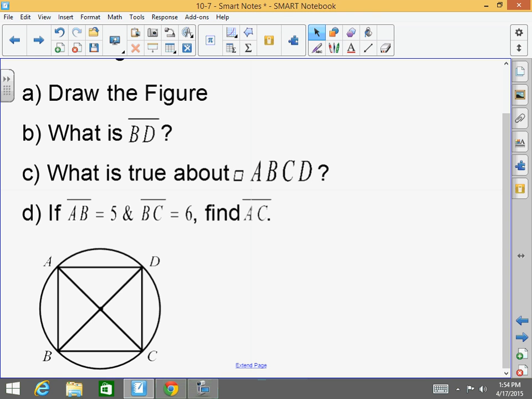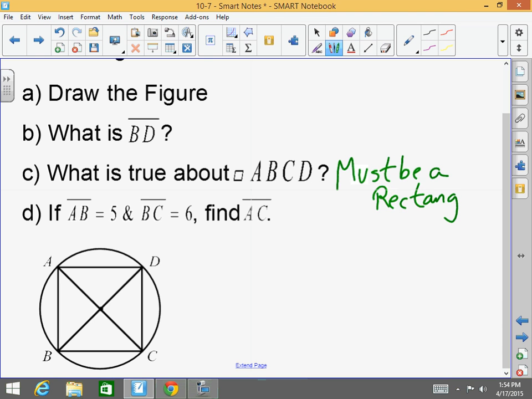Let's look at C first. What is true about this parallelogram ABCD? Using what we just learned, what is true about it? It must be a, very good. This must be a rectangle. Not too difficult, guys. Let's look at B now.